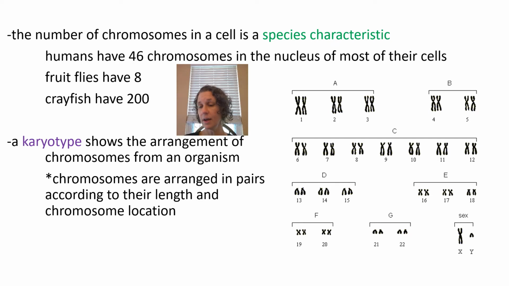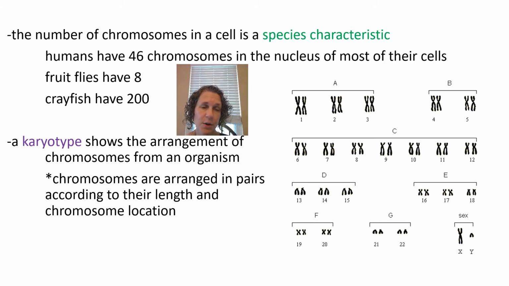Fruit flies, just FYI, have 8. They're actually one of the most studied organisms genetically because they have such a small number. And then kind of random to me, crawfish, like a little tiny lobster looking thing, have 200 chromosomes. So that is not an indication of how advanced or how smart an organism is, but it is a species characteristic. And one way that science has used to look at chromosomes is a karyotype.